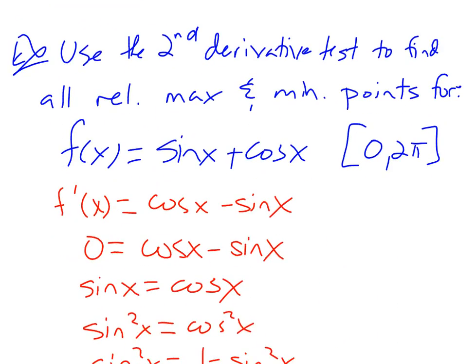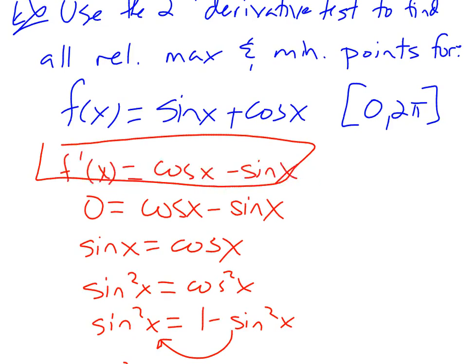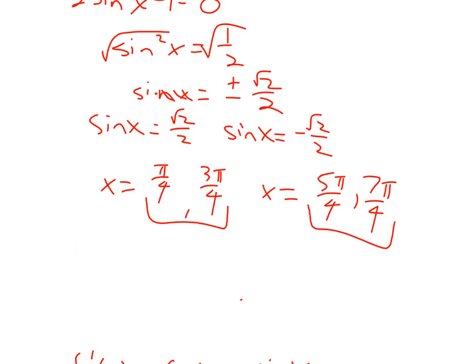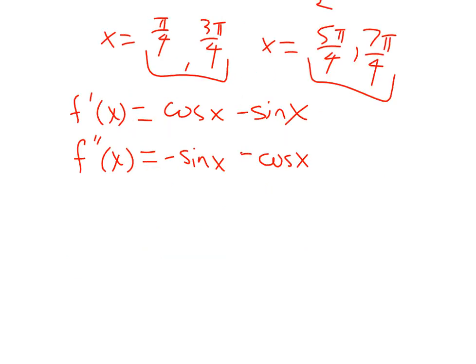Coming back up to here, this was my first derivative. Let's take the second derivative now. The derivative of cosine of x is negative sine of x, and the derivative of sine of x is cosine of x, so minus cosine of x. So this is my second derivative.